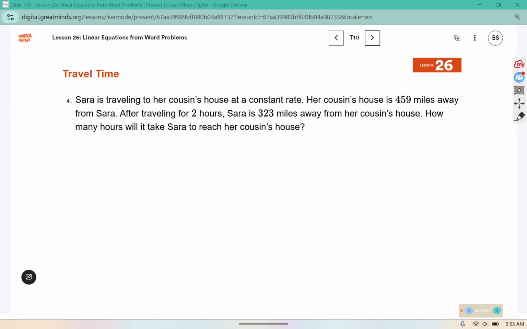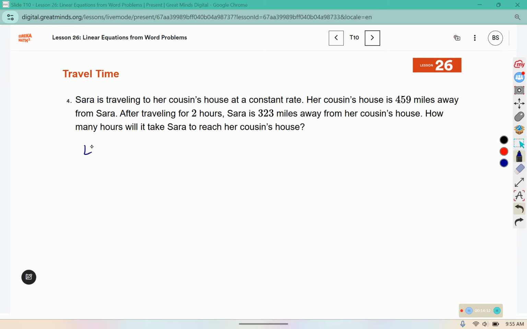Sarah is traveling to her cousin's house at a constant rate. Her cousin's house is 459 miles away from Sarah. After traveling for 2 hours, Sarah is 323 miles away from her cousin's house. How many hours will it take Sarah to reach her cousin's house? So we're going to find the slope between these values.